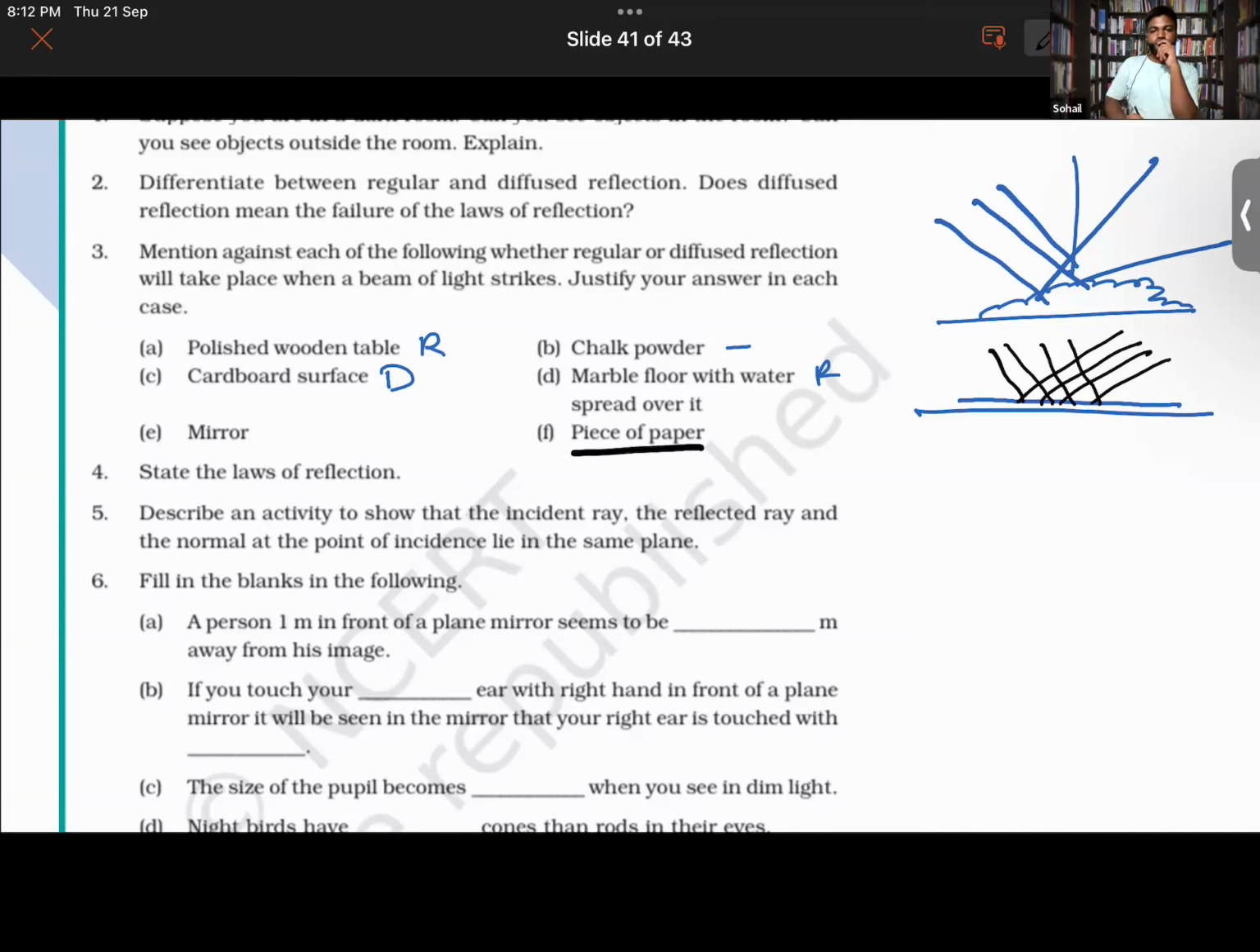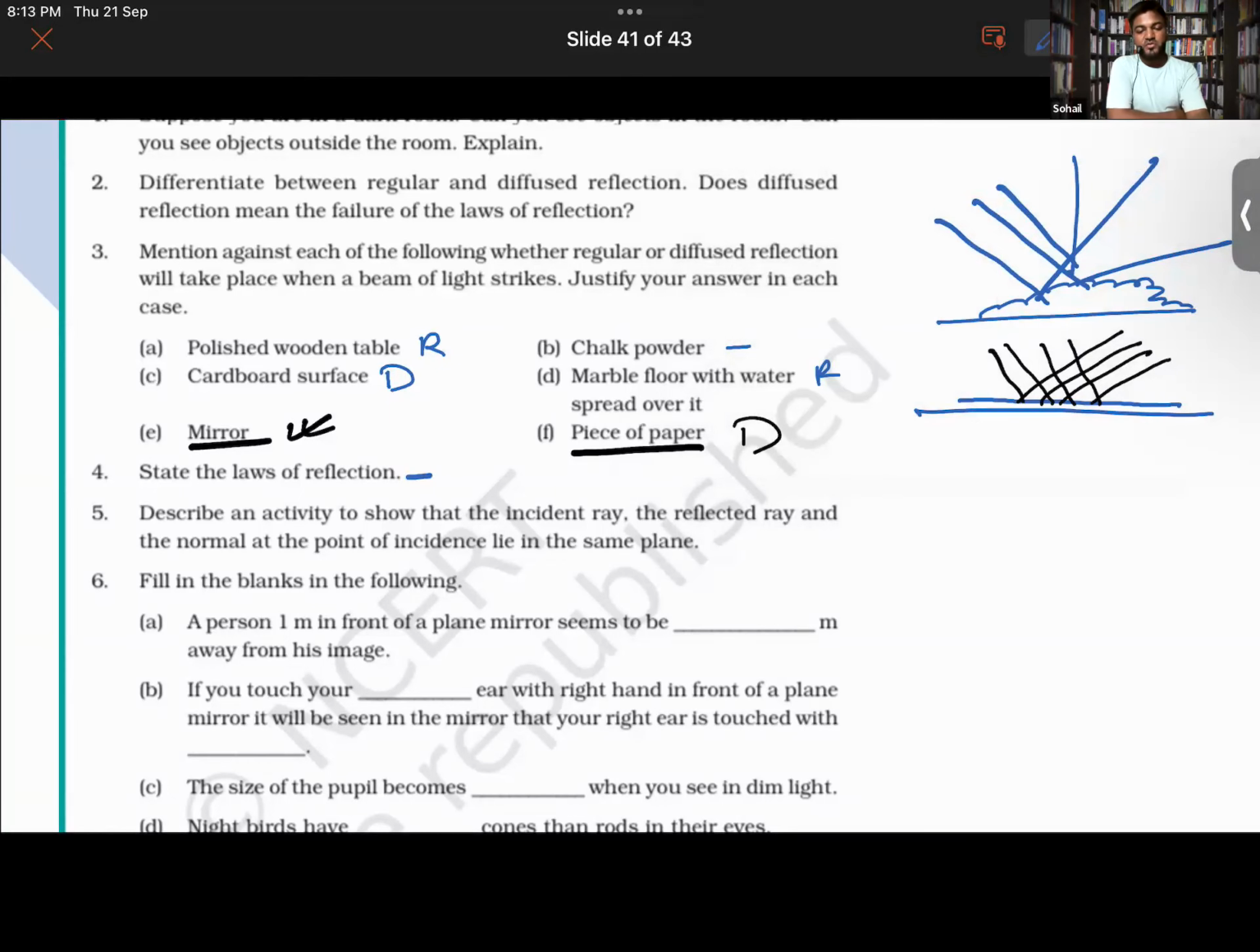Diffuse reflection. Why is it so? Sir, because for regular reflection, the surface should be shiny and smooth. What about you, Arhan? What do you think? It's diffuse reflection since the surface is rough. Exactly. The surface has to be smooth and shiny and plain. Okay. What about a mirror? Obviously, regular reflection. Good.